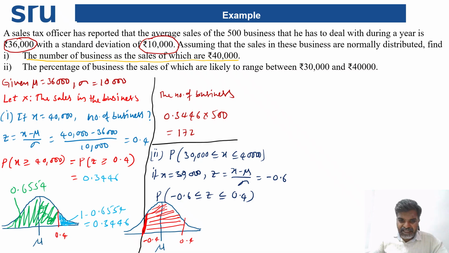The z table doesn't give this value directly, as you already know. First we have to see from the z table what we get. Suppose z equal to 0.4, you can find this left side area. Already we have that area, 0.6554.